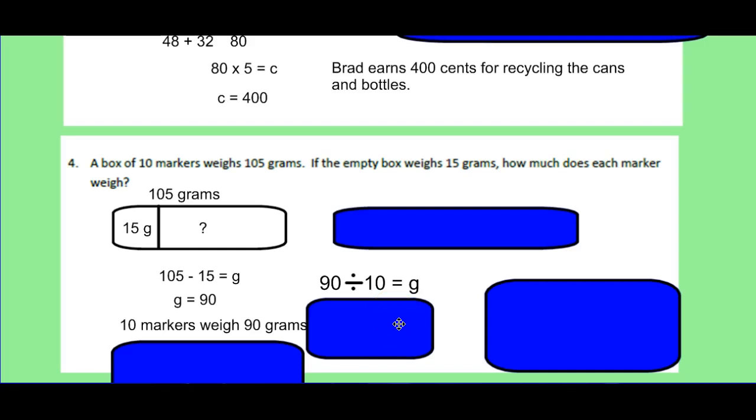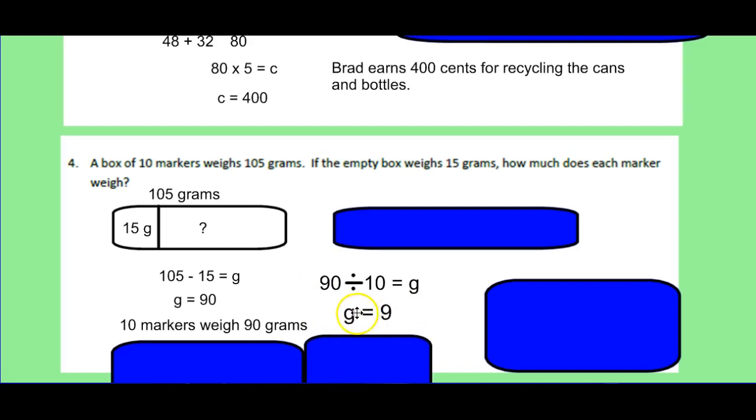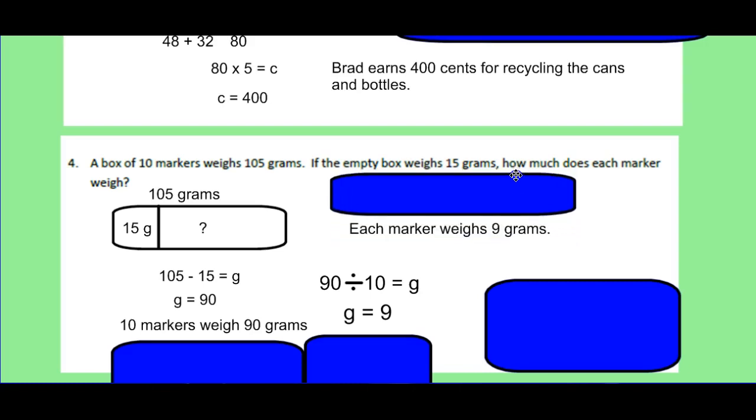So when you take 90 divided by 10, that's the same thing as saying what can you multiply 10 by to get 90. And I know that I can multiply it by 9. So G is equal to 9, and that tells me right there that each marker is going to weigh 9 grams. So I want you to write the answer to this problem in a complete sentence and push play when you're ready to check it. So each marker weighs 9 grams is the sentence I was looking for.